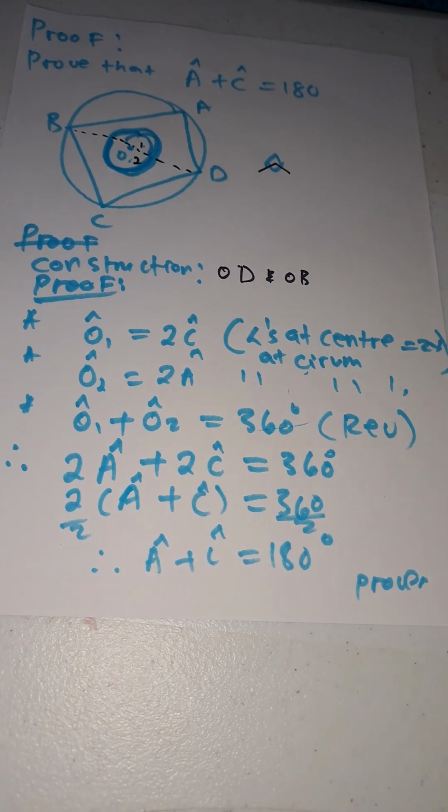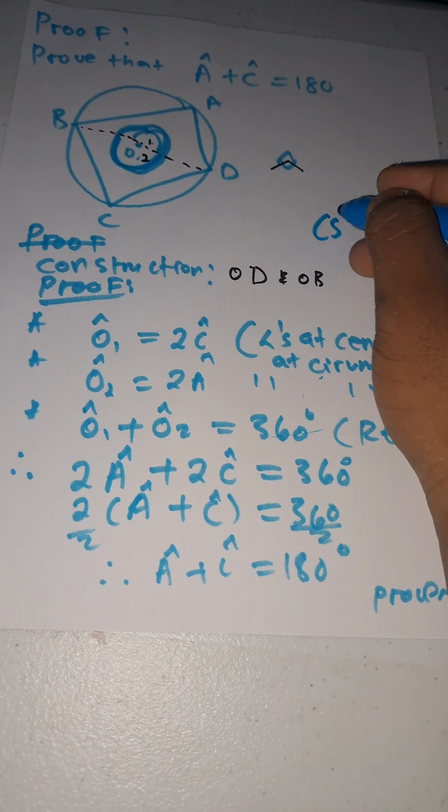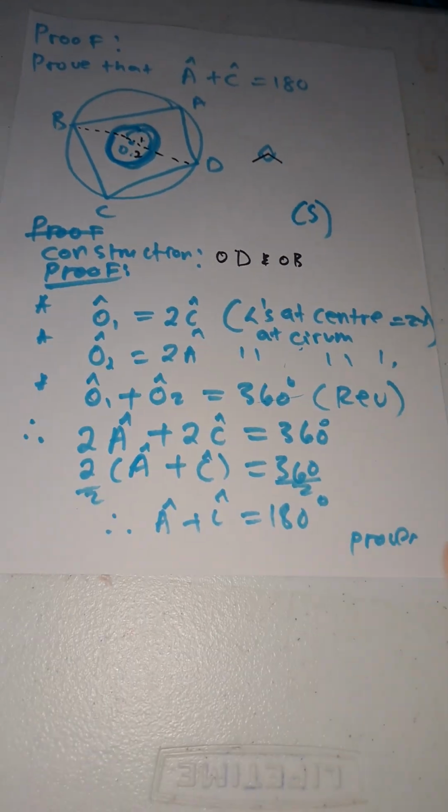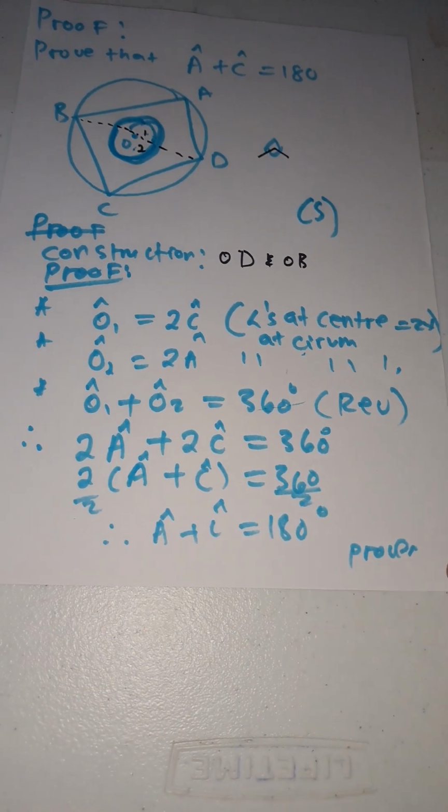I hope you enjoyed. This is the easiest proof, and it carries 5 marks. Whether grade 11 or grade 12, it is 5 marks, and it is there most of the time. Okay, so this is how you are supposed to do it.